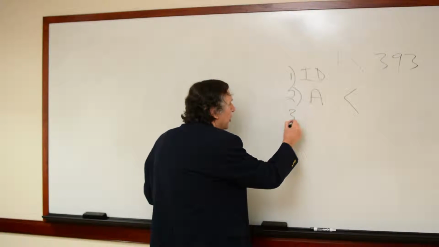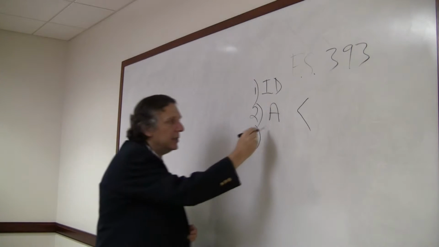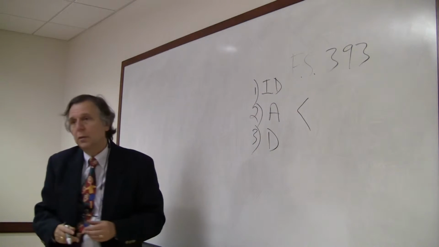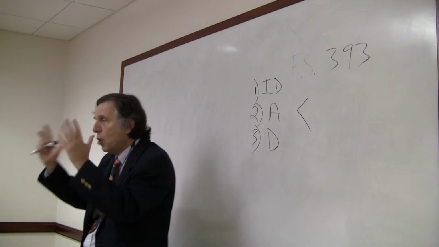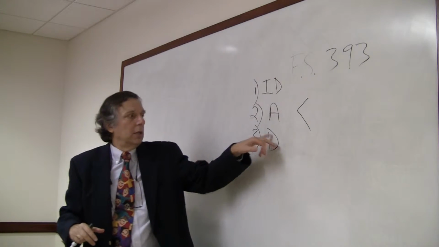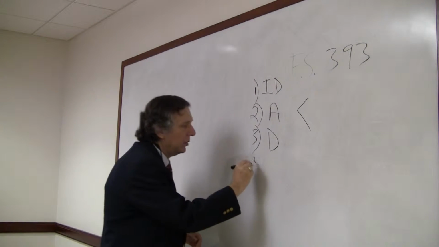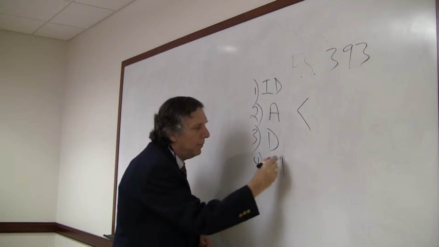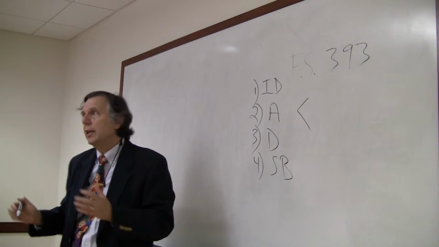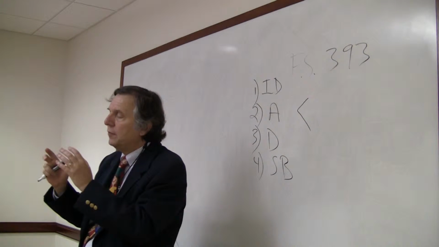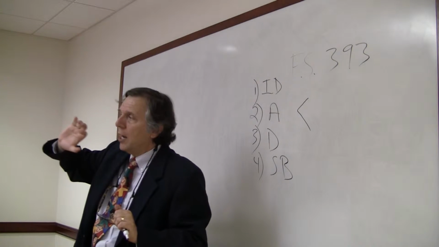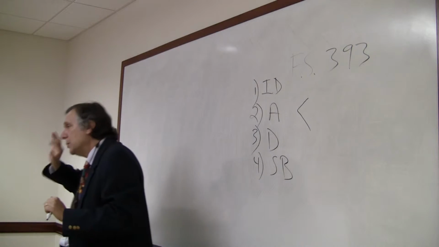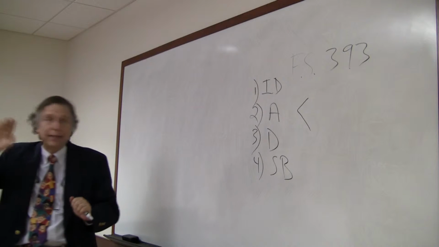So the third of the 6 is Down syndrome. That is an extra chromosome genetic disorder. The 4th is spina bifida. Spina bifida is a birth defect where the child's spinal cord is incomplete or split.